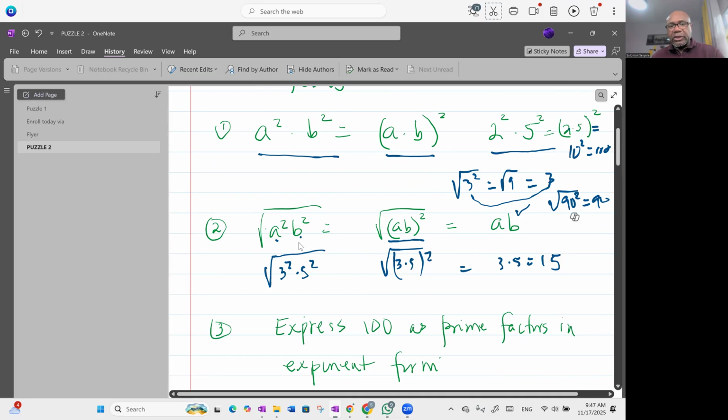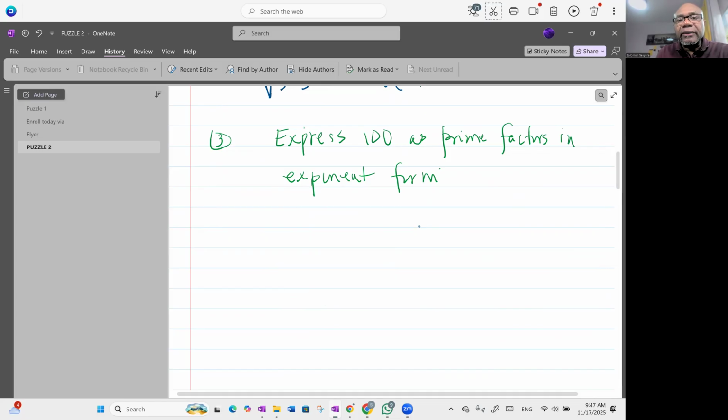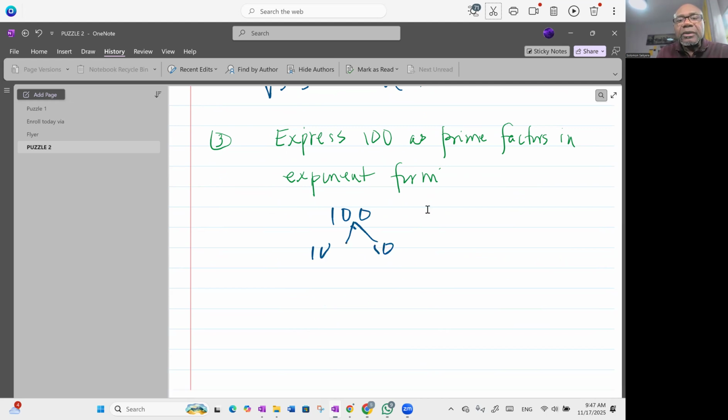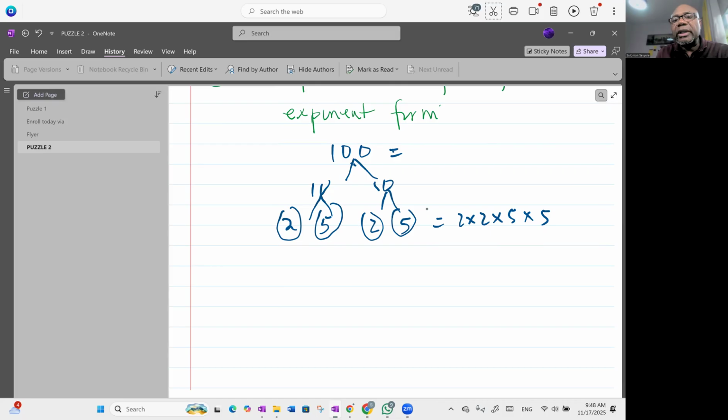So that's the second tool. The third tool is prime factorization. How do you do that? We want to express this as prime factors. So 10 times 10, neither is a prime number, so I keep on going until I have all prime numbers. Whenever I get a prime number, I circle it. So 100 is 2 times 2 times 5 times 5. In exponent form, it is 2 squared times 5 squared, right? And remember, 5 squared is not equal to 5 times 2. It's a number times itself that is squared.